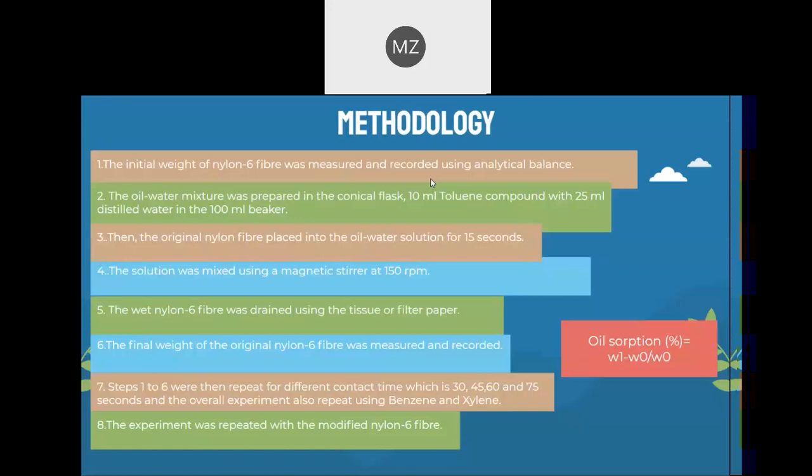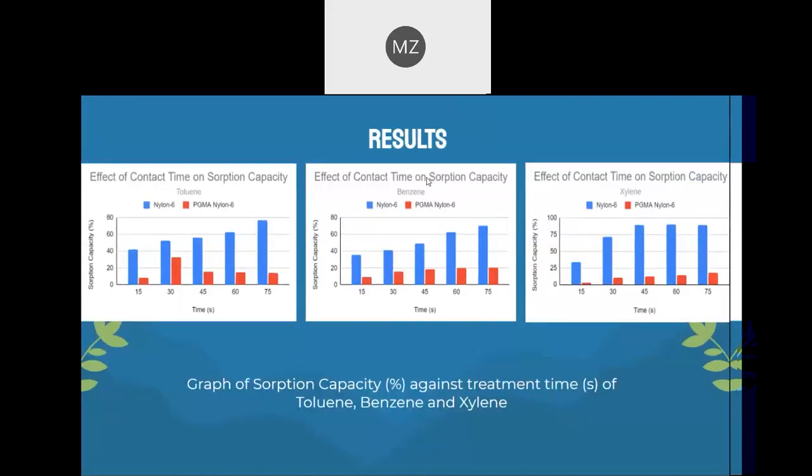The wet nylon 6 fiber will be drained using tissue or filter paper, and the final weight will be recorded. The step will be repeated using different contact times, which are 30, 45, 60, and 75 seconds, and the experiment will also be repeated with different solvents. The oil sorption capacity will be calculated using the formula shown. The three graphs show the results of the experiment on sorption capacity against treatment time for toluene, benzene, and xylene.